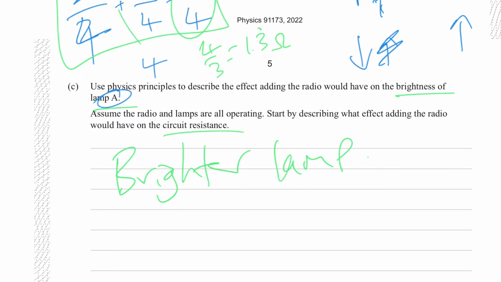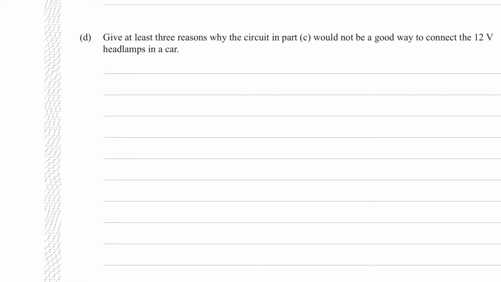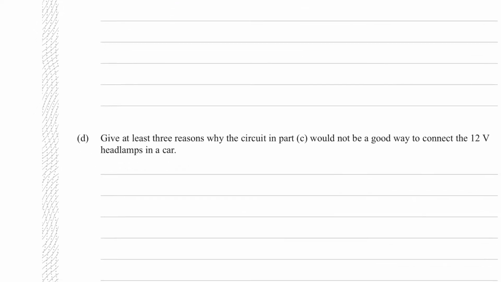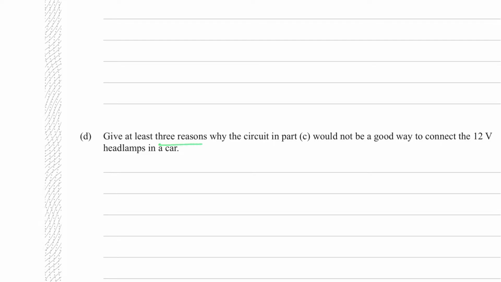Okay, move on. D, give at least 3 reasons why the circuit in part C would not be a good way to connect the 12-volt LED lamps in a car. One good reason is, well, it says 3 reasons. Wow. Okay, let's see what we can do. The biggest reason, it seems to me, is that when you turn the radio on and off, you're going to change the resistance in the circuit and change the brightness of the lamps. So turning the radio on and off will affect the brightness of the headlights.